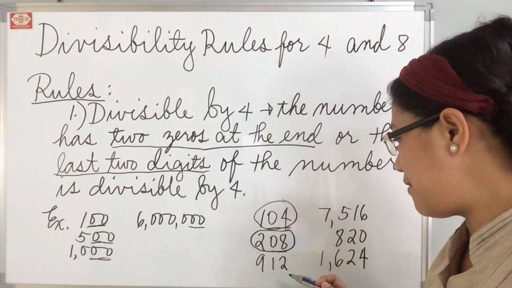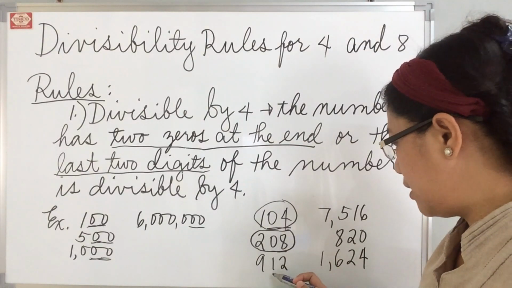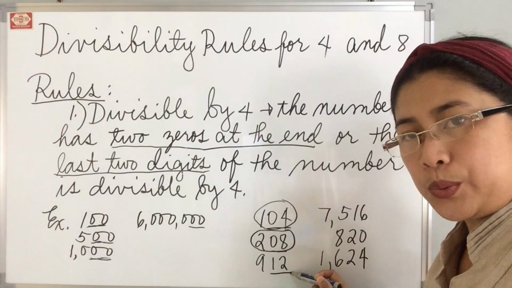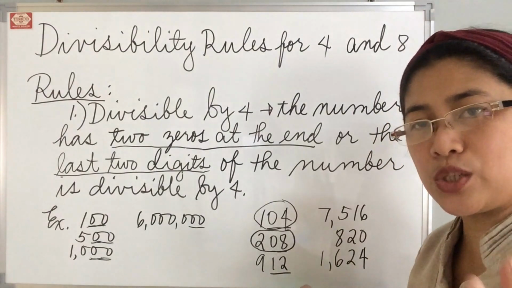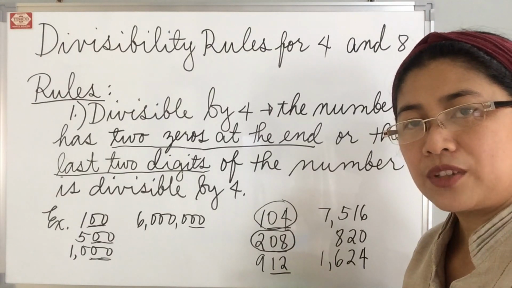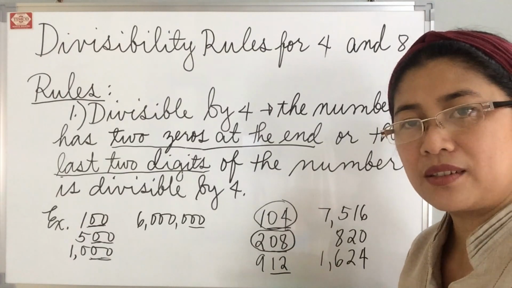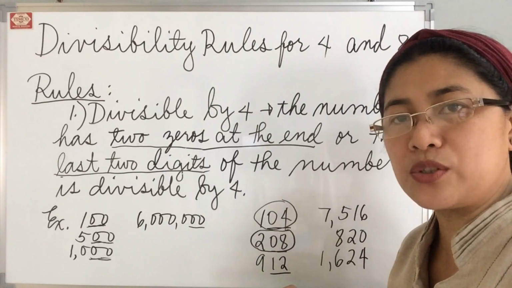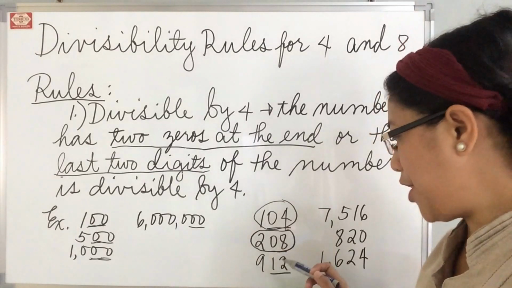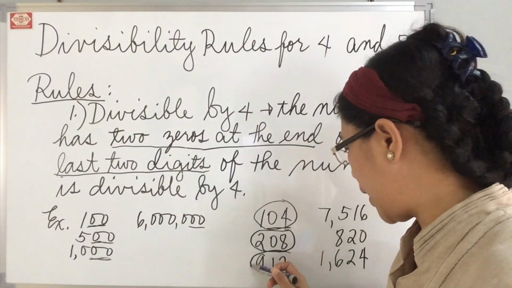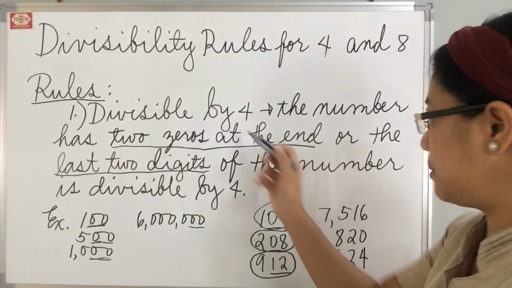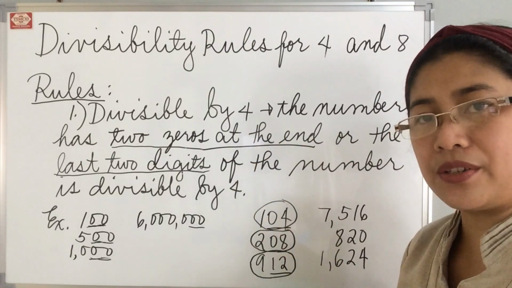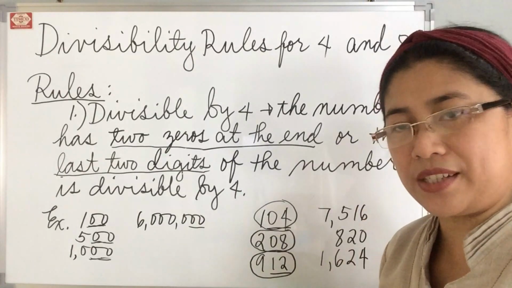Next one, we have 912. So the last 2 digits are 1 and 2. So can we divide 12 by 4 without remainder in the quotient? Yes, because 12 divided by 4 is equal to 3. So therefore, 912 is divisible by 4. Okay? Even a large number, just by looking at the last 2 digits.